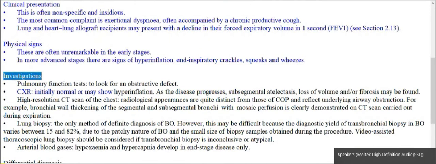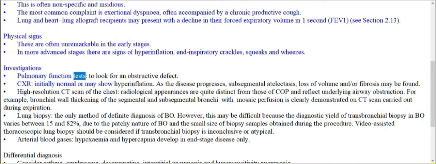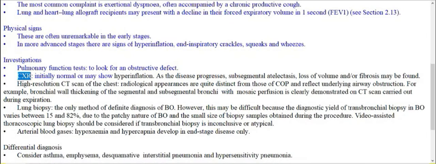Investigations. Pulmonary function tests, to look for an obstructive defect. CXR, initially normal or may show hyperinflation. As the disease progresses, subsegmental atelectasis, loss of volume and/or fibrosis may be found.